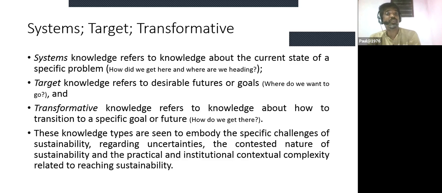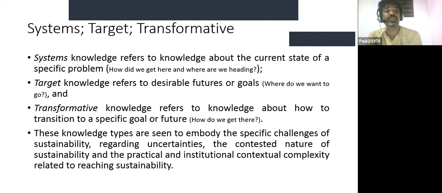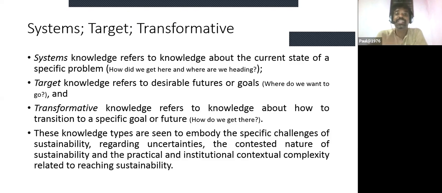Then transformative knowledge refers to knowledge about how to transition to a special goal or future. How do we get there? Now, NEP, New Education Policy, has envisioned a lot of ideal things. How do we get there? It's a big question. So these knowledge types are seen to embody the specific challenges of sustainability regarding uncertainties, the contested nature of sustainability, and the practical and institutional contextual complexity related to reaching sustainability.